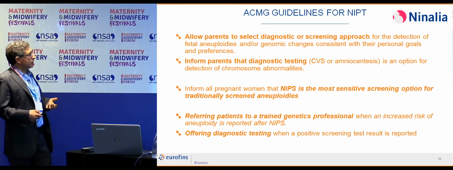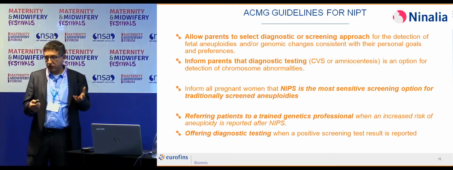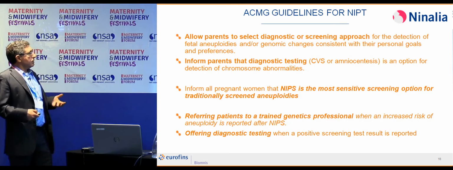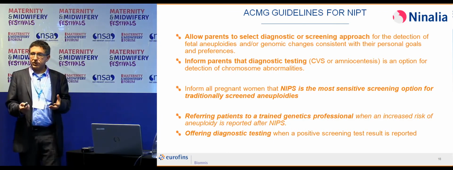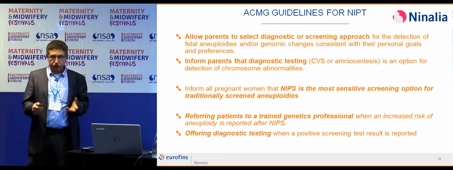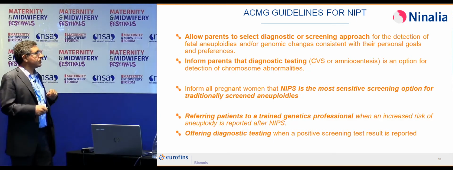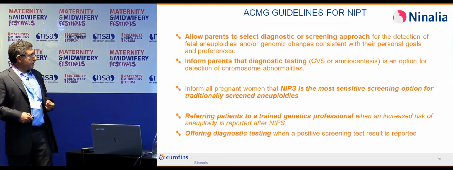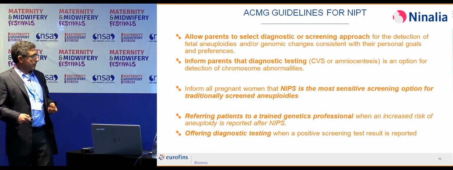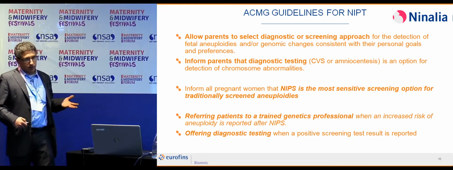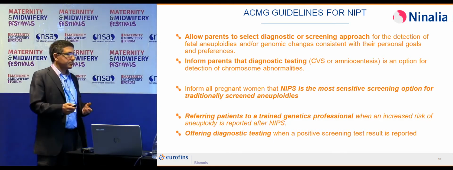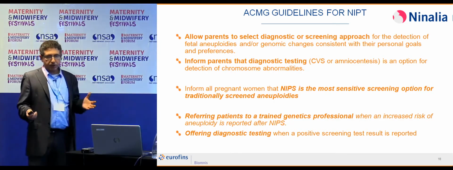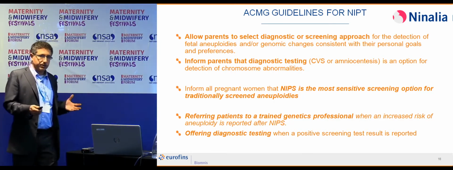We have to inform patients that diagnosis testing with CVS or amniocentesis is an option. We have to inform them that NIPS or NIPT is the most sensitive screening option and not a diagnosis option. And refer patients to a trained genetics professional when there is an increased risk of aneuploidy after NIPS, and offer diagnosis testing, as I told you, if it's positive in NIPS. Never a termination of pregnancy after only NIPS.